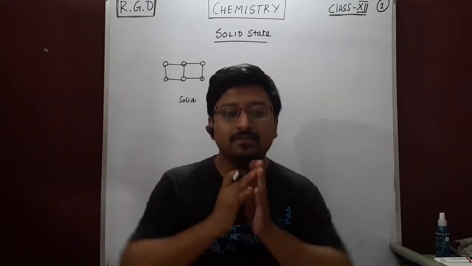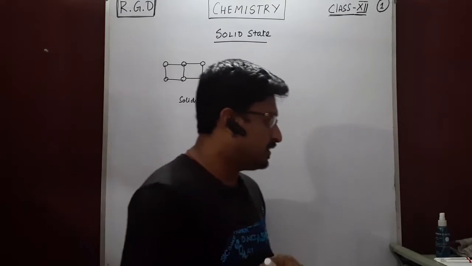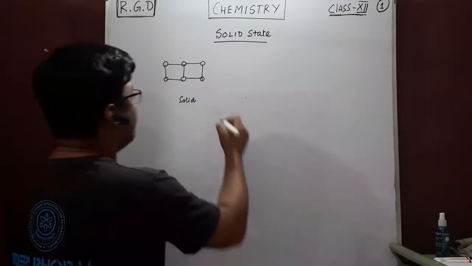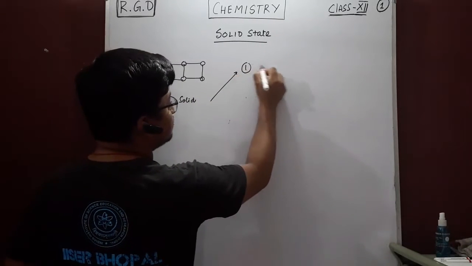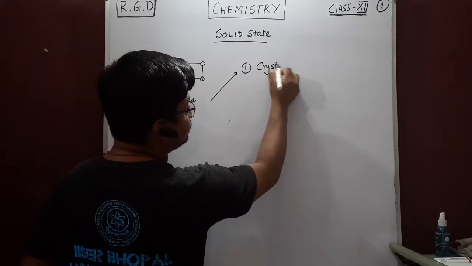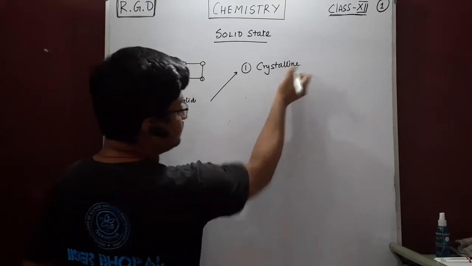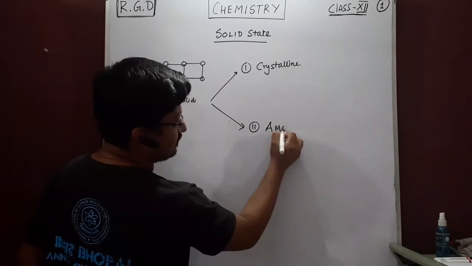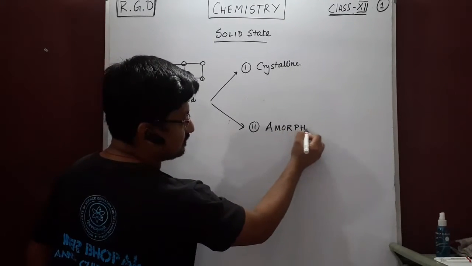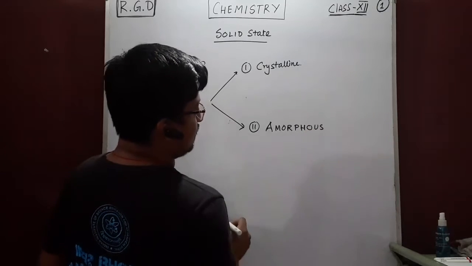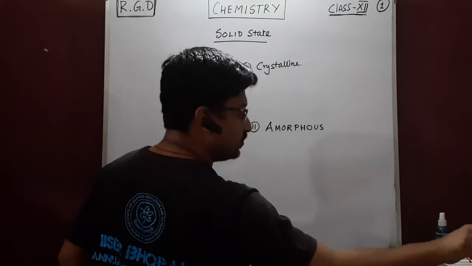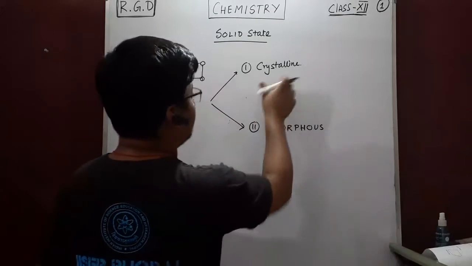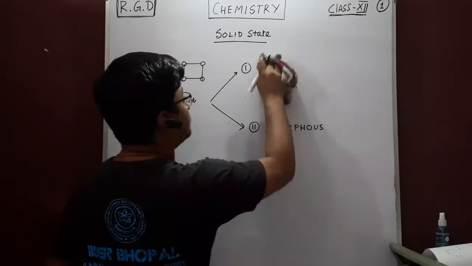So based on this phenomenon, a solid can be classified into two parts. Number one is crystalline, and number two is amorphous. Amorphous. I should write this in block letters.